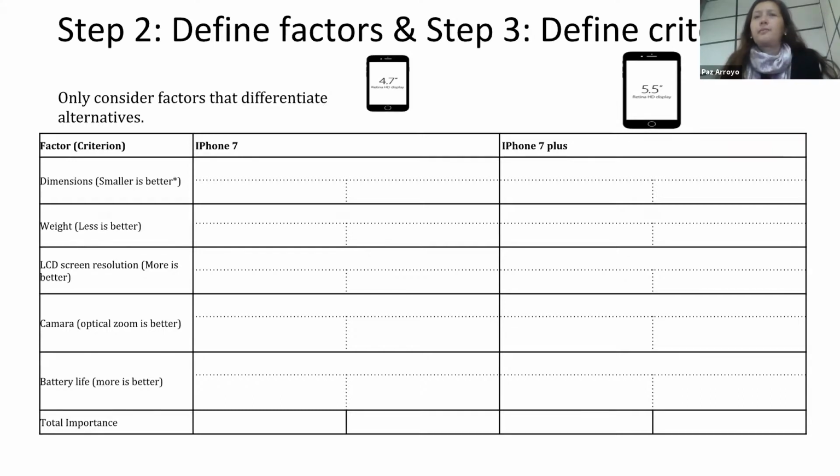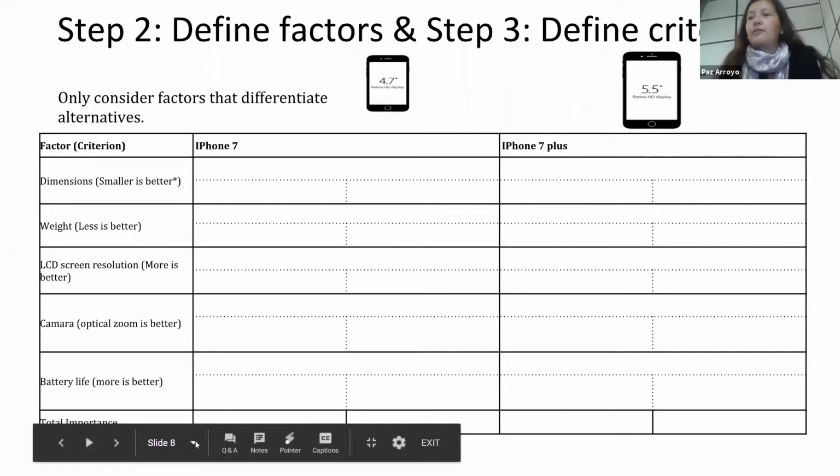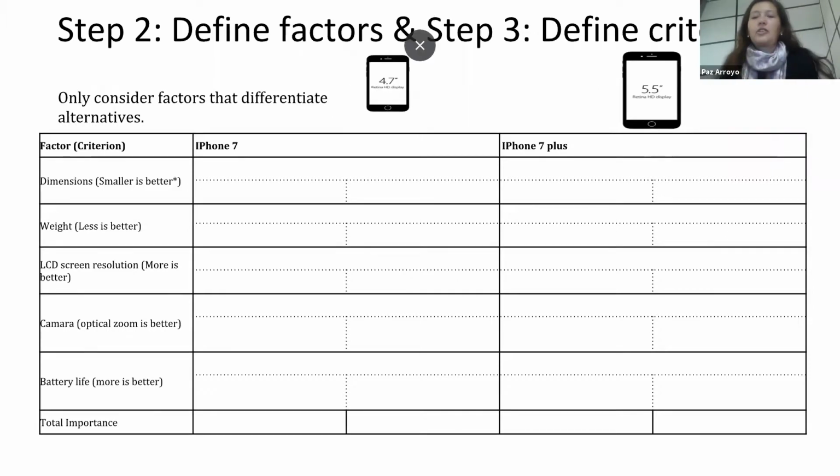And there are other things that people think about, for example, the gigabytes of memory. That was not a factor in my decision, because both alternatives come with the same memory options. So it's not a differentiator.